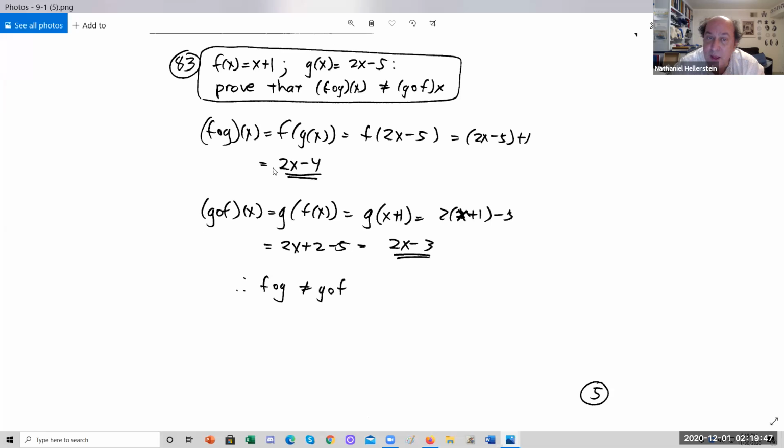All right, here we're going to prove, because f of x is x plus 1 and g of x is 2x minus 5, that f of g is not the same as g of f. F of g at x is f of 2x minus 5. F of that is that plus 1. 2x minus 5 plus 1 is 2x minus 4. Whereas g of f of x is g of x plus 1. G of that is twice that minus 5. 2x plus 2 minus 5 is 2x minus 3. 2x minus 4 and 2x minus 3 differ by 1, so they are not the same.